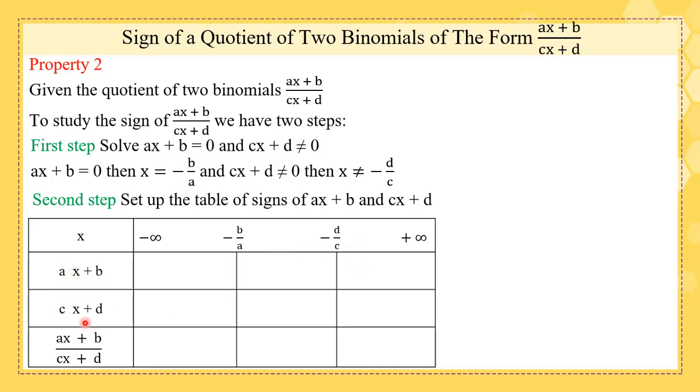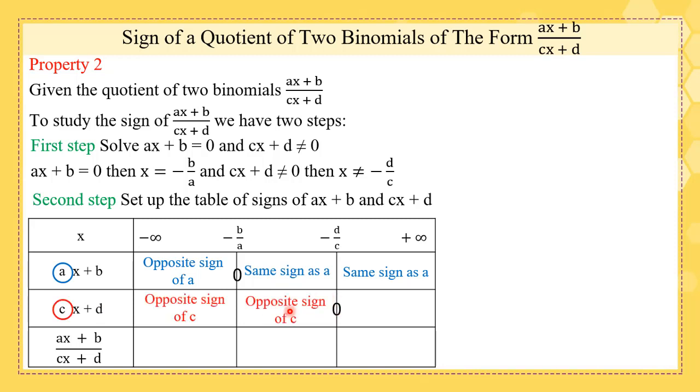Ax plus b, cx plus d, and the quotient. Ax plus b, the root is minus b over a. Before the root, opposite sign of a, and after the root, the same sign as a. Cx plus d, the root is minus d over c. Before the root, the opposite sign of c, and after the root, the same sign as c.